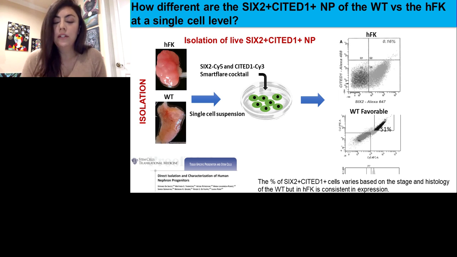One important thing to note is in the human fetal kidney, the percentage of SIX2+CITED1 was pretty consistent. However, in the Wilms tumor, depending on the tumor type and stage, we actually had differences in expression of SIX2+CITED1. This particular tumor, which was predominantly blastema, had actually 51% expression of SIX2+CITED1.